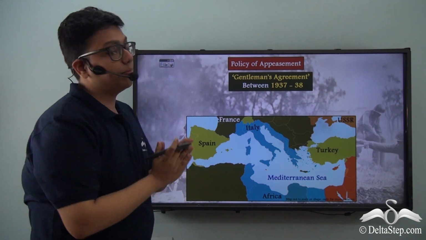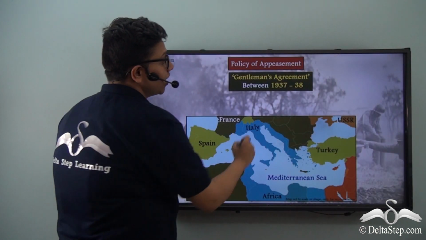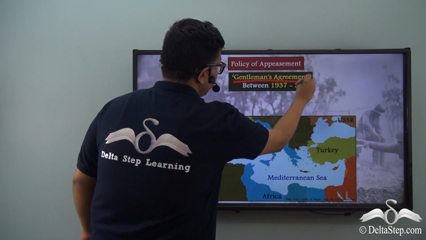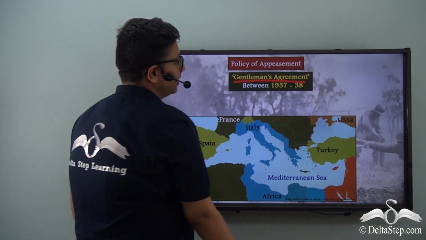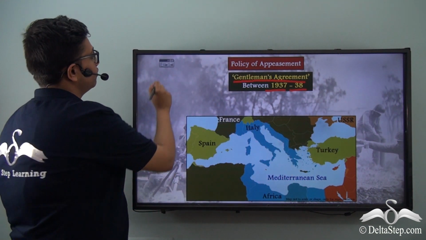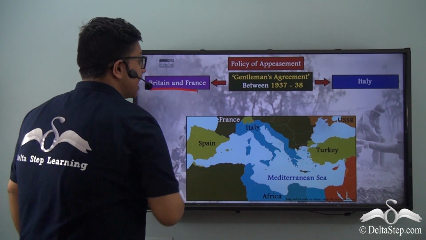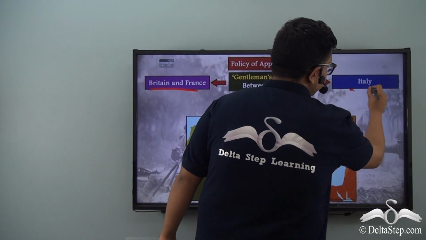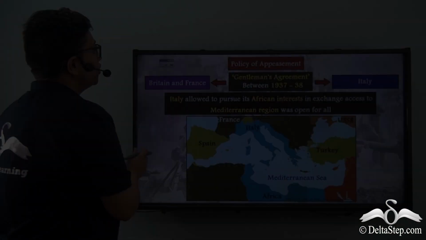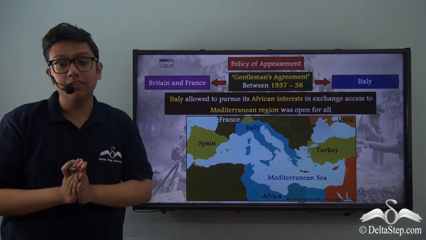Now let us look at some instances of the application of the policy of appeasement. Starting with the Gentleman's Agreement, applicable between the period of 1937 and 38. This agreement was signed between Britain and France on one end and Italy on the other. This particular agreement remains one of the best instances of the policy of appeasement.